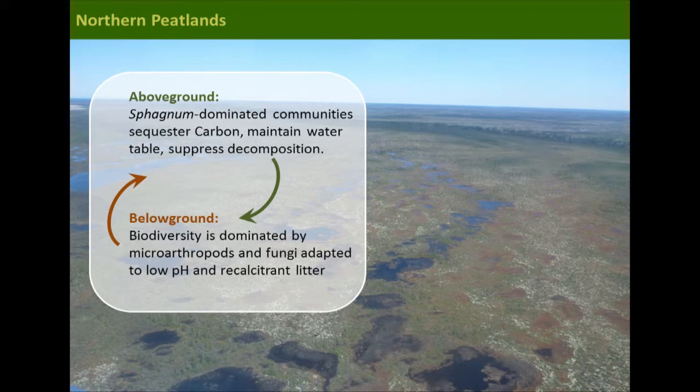So the above ground communities are dominated by sphagnum mosses, and the sphagnum maintain this high water table. They create acidic conditions, they keep soil temperatures low, and they basically suppress decomposition in a way that allows carbon to accumulate. Now below ground in the peat soil environment, we have relatively slow-growing, long-lived communities, microarthropods, mainly mites, as well as fungi that are relatively adapted to this low pH system and feed very slowly on some of this recalcitrant carbon.